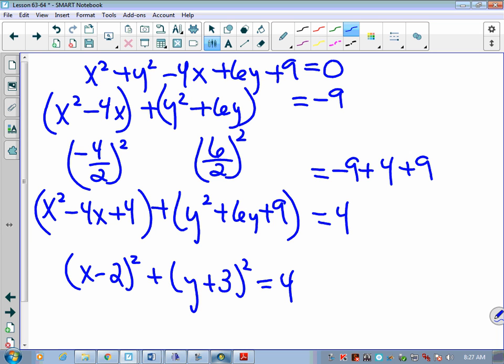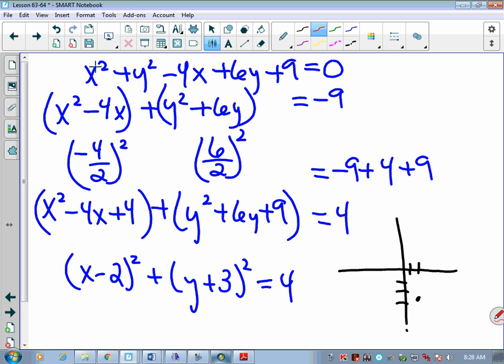So we can really easily graph this. Where are the coordinates of the center of that circle going to be? 2, negative 3. So we're going to go right 2, down 3: 1, 2, 3. There's my center, right? My radius is what, though? What is my radius? No. What's my radius? 2.